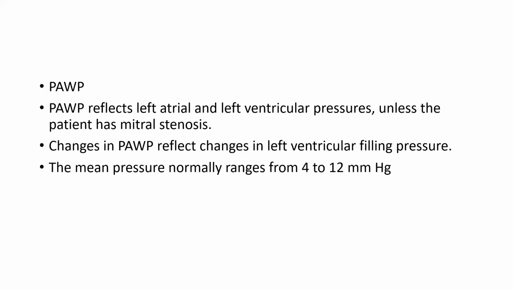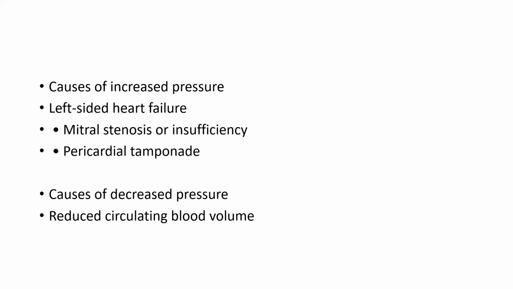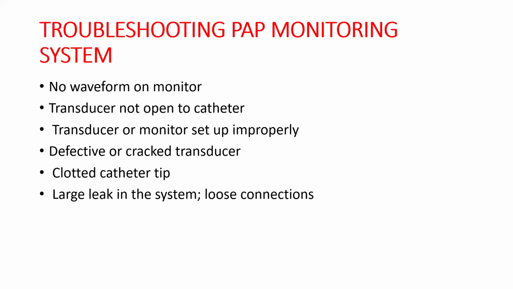Now, the pulmonary artery wedge pressure reflects the left atrial and left ventricular pressure unless the patient has mitral stenosis. These changes in the pulmonary artery wedge pressure reflect the changes in the left ventricular filling pressure. The mean pressure normally ranges from 4 to 12. Now, the causes of increased pressure: left-sided heart failure, conditions like mitral stenosis, insufficiency, and pericardial tamponade. The cause of decreased pressure is reduced circulating blood flow.